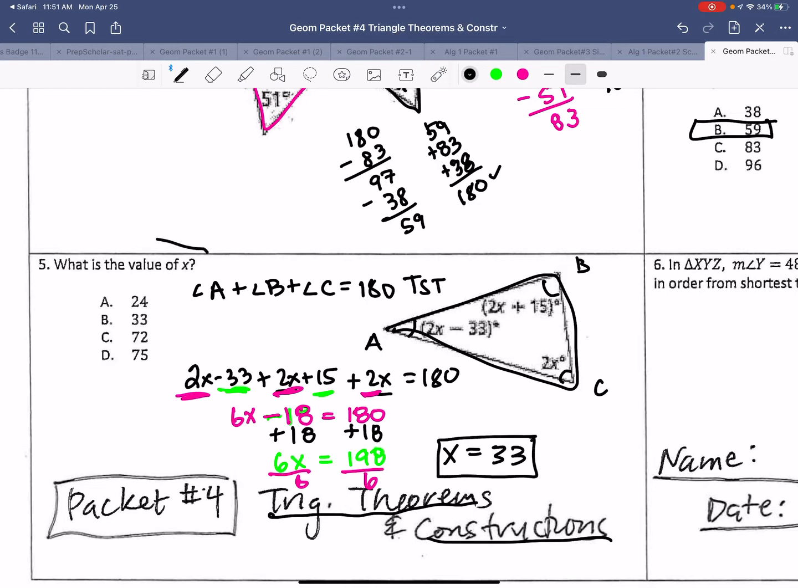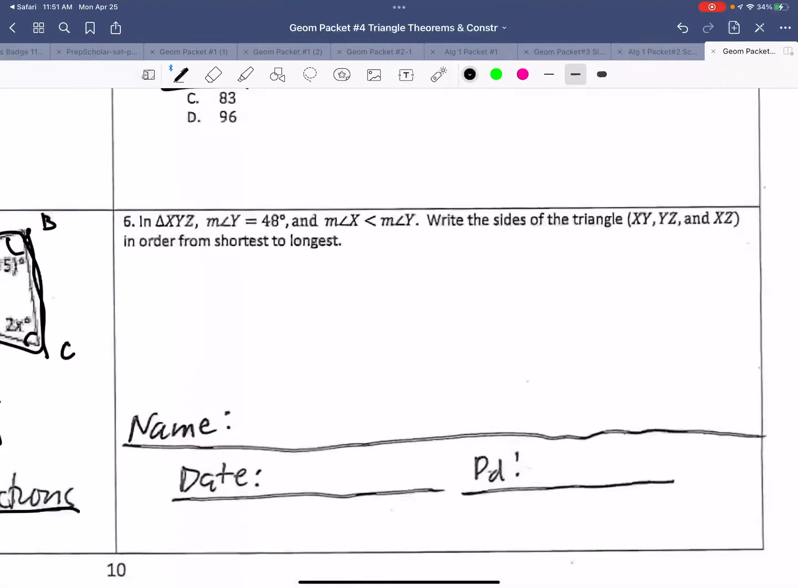Now I got to verify what they're asking. They could have asked for BC or AB, but they did ask for X. That's my answer. Okay, last one here.